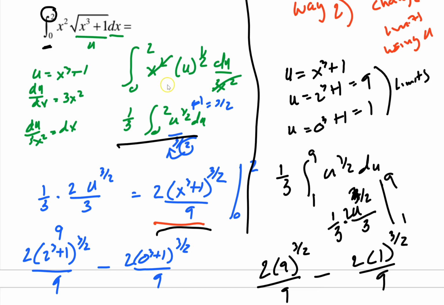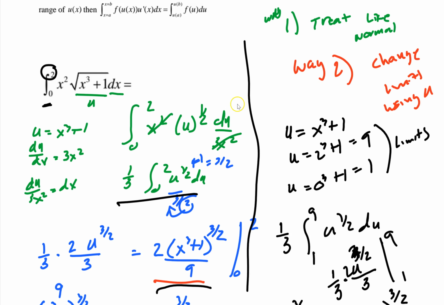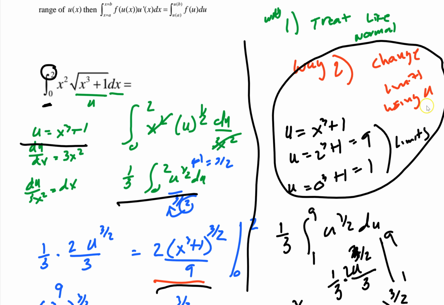But the thing I do care about is that something IB might ask you is how to change your limits. And that's how you change your limits. Changing your limits is easy. If you want to change your limits, just get your u value and plug the limits in. The new bottom limit, plug the 0 in, so it'll be 1. The new top limit, plug the 2 in, it'll be 9. That's what I care about more. I don't care which way you do it, but if they ever ask you to change the limits, you should know how. Just plug it into the u. Easiest way to change limits.